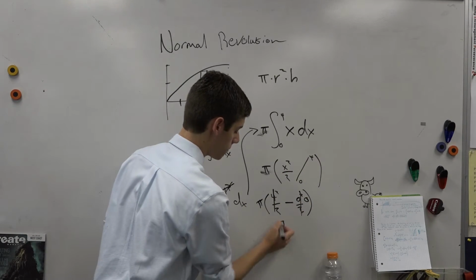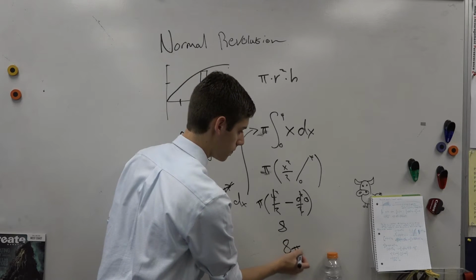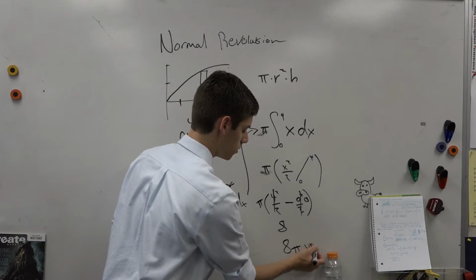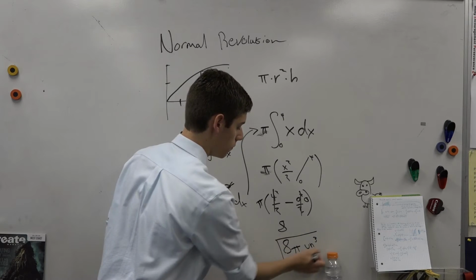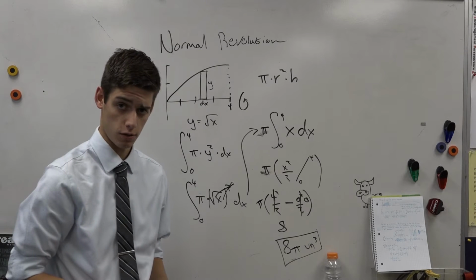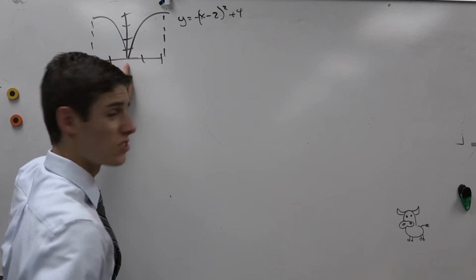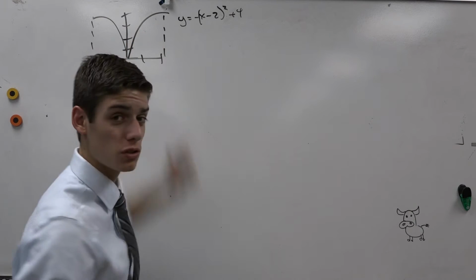That will be 8, so 8 pi units cubed will be the volume of this revolution. Now this is just a normal revolution, mind you. In a normal revolution, it starts with a lot of people, loses a lot of people, and then goes to a lot of people.